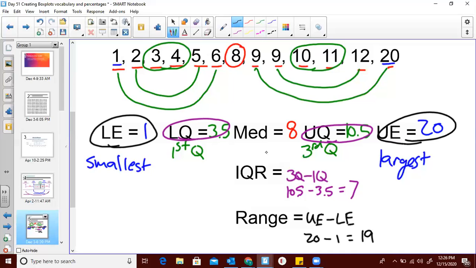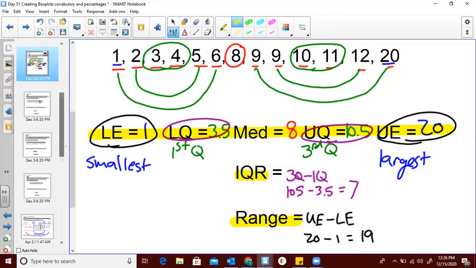And that's it. This is our 5-number summary. And once you get that, you're able to find out your IQR and your range. All right, so let's do this a couple more times.